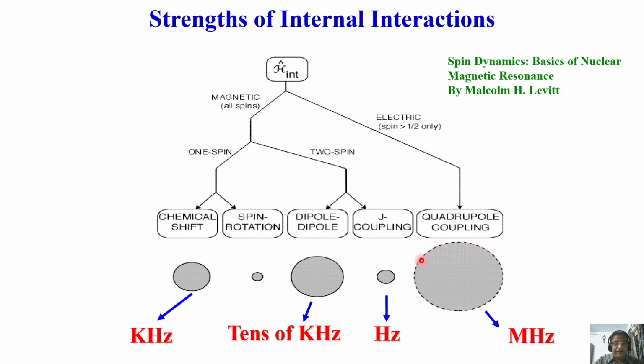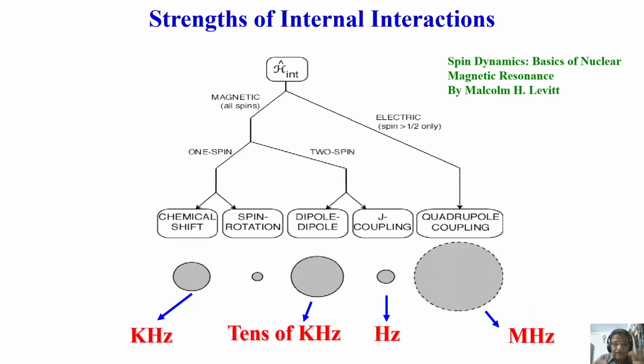Now, he has given various types of elliptical or circular shapes, whatever you call. This is a bigger one. Bigger the size, larger the interaction. Remember, this is very big, the quadrupolar coupling. And this coupling strength is of the order of several megahertz. It can be of the order of a few tens of megahertz. Sometimes it can be 1 mega, 2 mega, 30, 40, 50 megahertz also. The interaction strength can be very large.